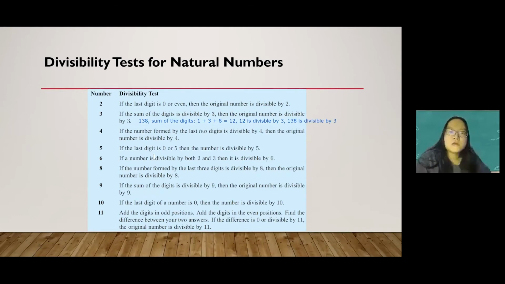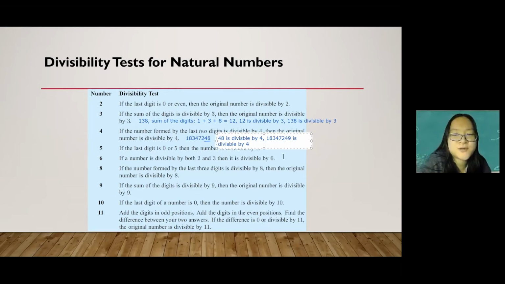Then for 4, if the number formed by the last 2 digits is divisible by 4, then the original number is divisible by 4. So when you look at the number, it doesn't matter how long it is. I'm just taking this number. When you look at the last 2 digits, in this case, the last 2 digits are 48, right? If that's divisible by 4, then the original number is divisible by 4. So 48 is divisible by 4, and this number that I just made up is divisible by 4.